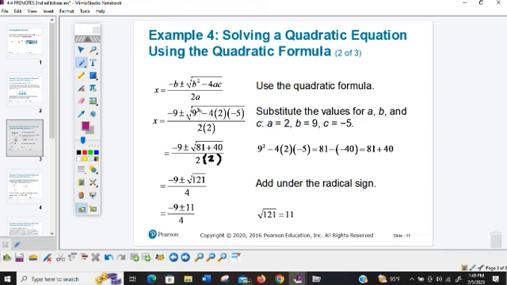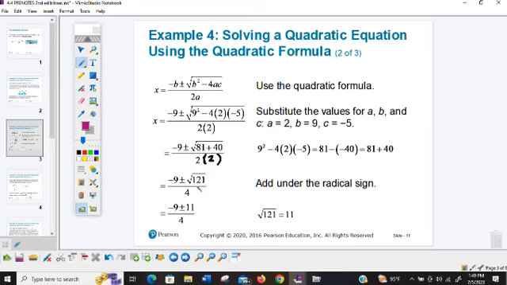Okay, so from here to here, remember exponents go first, 9 squared is 81, then you do your multiplication and division from left to right. So when you multiply negative 4 times 2 times negative 5 here, you get a positive 40. And on bottom, we had a 2 times 2, which is 4. Now, 81 plus 40 gives me a square root of 121.